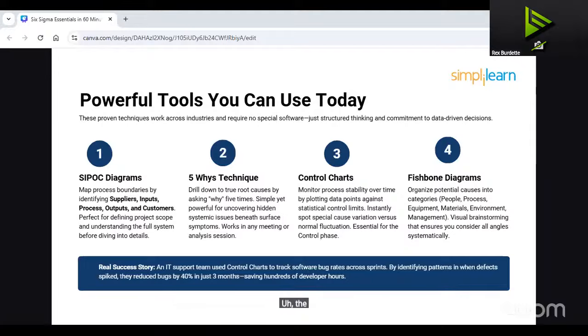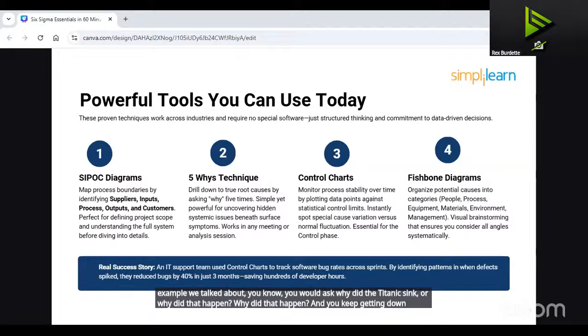The five whys, that's been around forever. It's very effective. In the previous example we talked about, you would ask why did the Titanic sink? Well, why did that happen? Why did that happen? And you keep going down, and you usually get to a part where you start having multiple whys, like why did it hit the iceberg? So it'll start branching, and you'll have to go down different branches. That is unfortunately reality. Five whys in a single linear structure is possible, but you have to at least expect that there may be some branching, and that's fine.